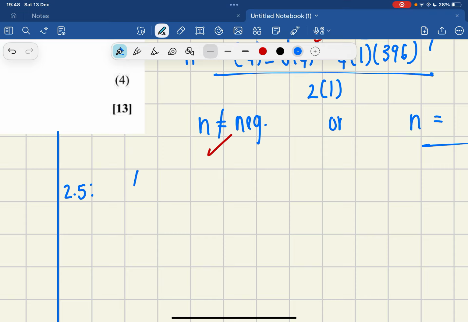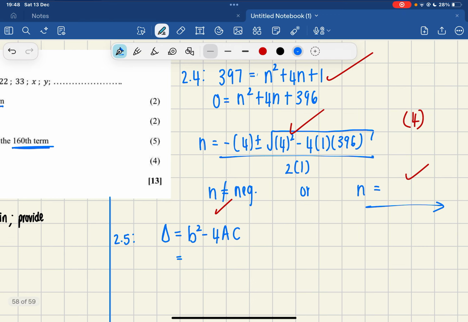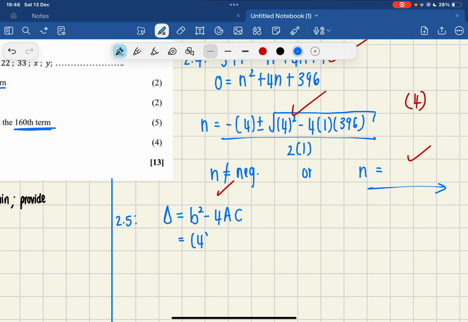Okay. Delta is equal to b squared minus 4ac. And we have our b value in our formula. Our b value is 4, and our a value is 1 and our c value is 1. So 4 squared is 16 minus 4, which gives us 12.